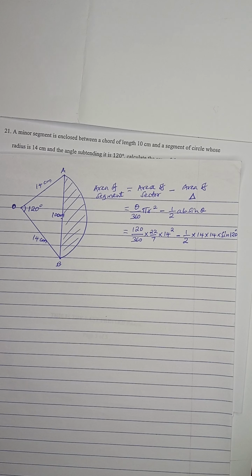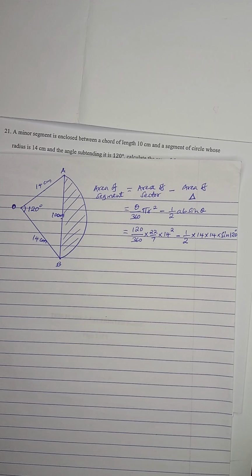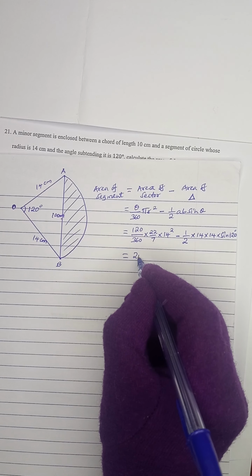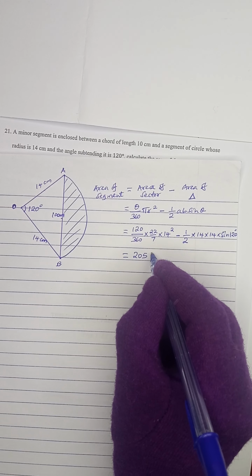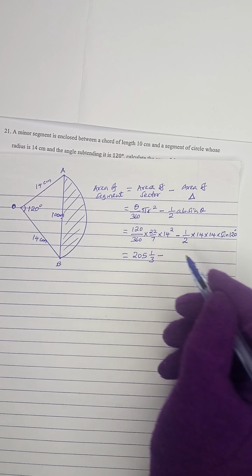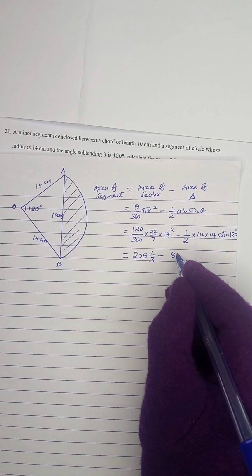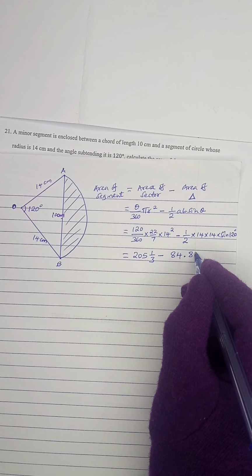So you ensure that when you are computing your values, you are very accurate. So 120 all over 360, then you multiply by 22 all over 7, then you multiply by 14 squared. That would give you 205 and a third if you're using fractions, or 205.33. Then you also take a half, multiply by 14 by 14, then you multiply by the sine of 120. Then here we get 84.87 to 4 significant figures.